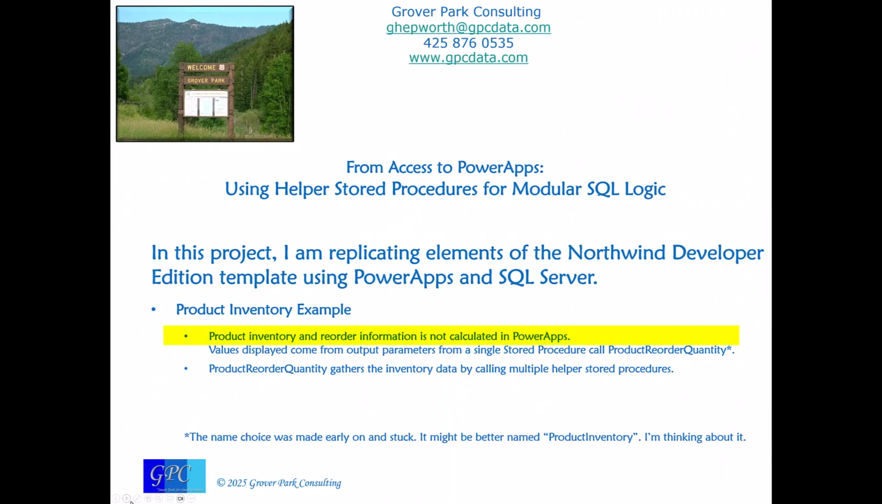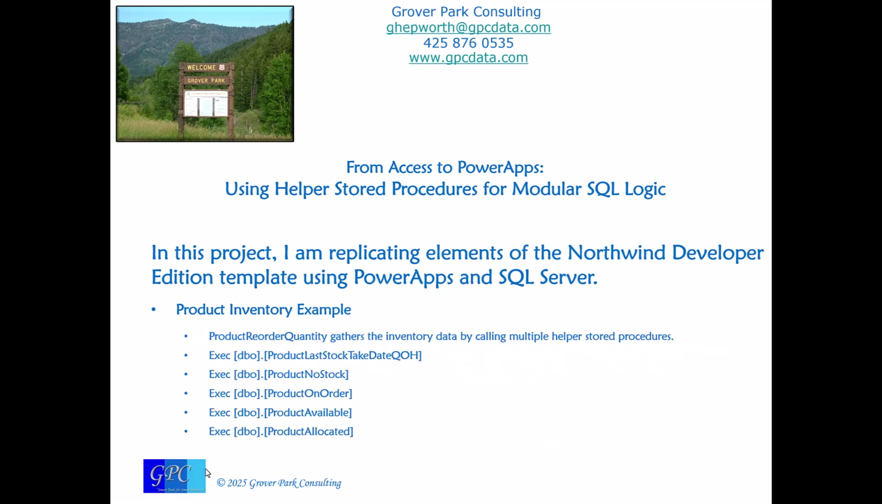These numbers are not calculated in PowerApps. Values displayed come from the output parameters from a single stored procedure called product reorder quantity. Product reorder quantity is a master stored procedure. It gathers the required inventory data by calling multiple helper stored procedures. This includes a sub-stored procedure called product last stock take date and quantity on hand, or QOH, product no stock, product on order, product available, and product allocated.